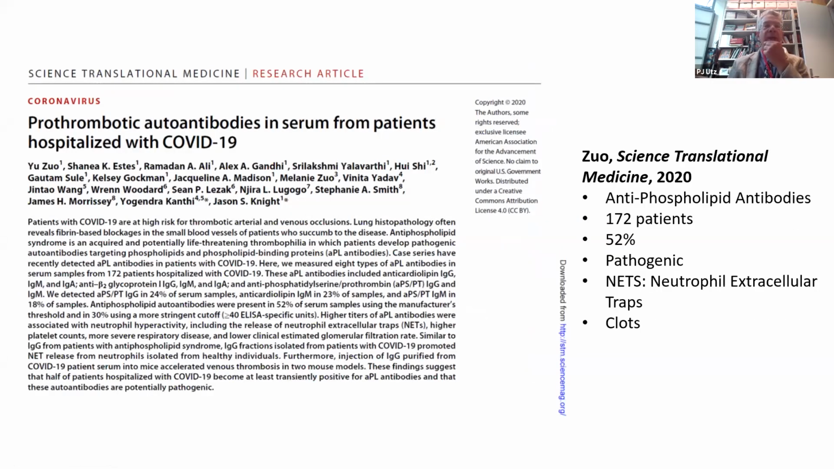So a really important paper came out in the fall from Jason Knight's group in Michigan. They showed that in 172 patients, all hospitalized with COVID, 52% had antiphospholipid antibodies. They added all of these up using a commercial kit. They looked at IgA, IgM, and IgG antiphospholipid antibodies and added it all up, and they found that half of patients had these antibodies. They went on, really elegantly, to show that these antibodies are directly pathogenic, both in vitro and in mouse models. In vitro, they cause neutrophil extracellular traps, or NETs. I'll show you an example of that in a moment. And they actually cause clots in an animal model. So these are clear.